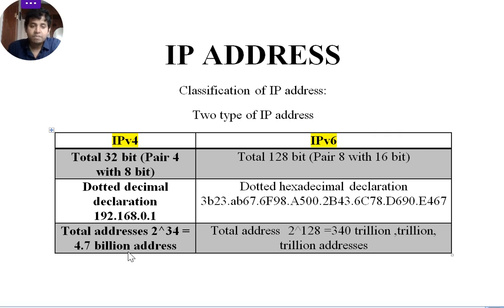So IP version 4 has a total number of IP addresses of 4.7 billion. The total fixed addresses for IP version 4 is 4.7 billion. But what happens with IP version 6? IP version 6 will provide more and more addresses for our real life users.